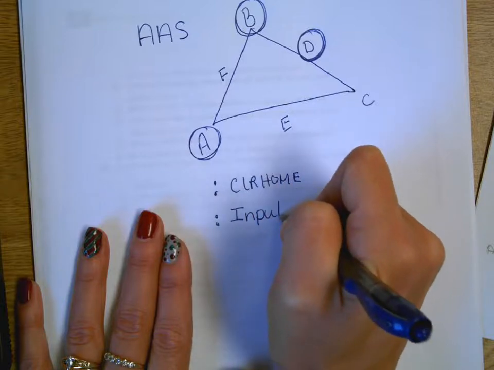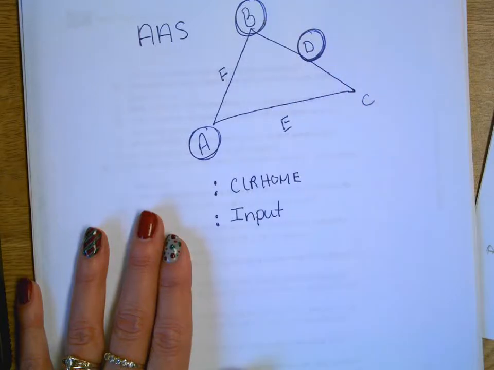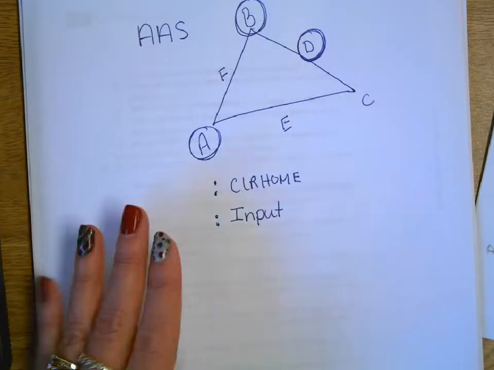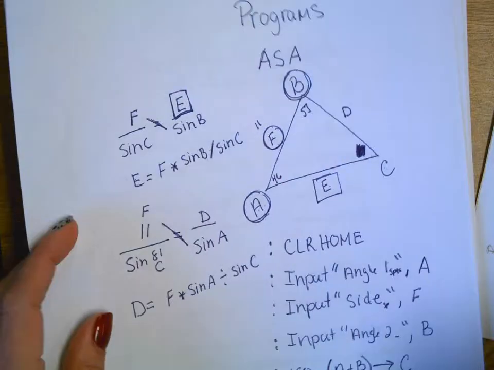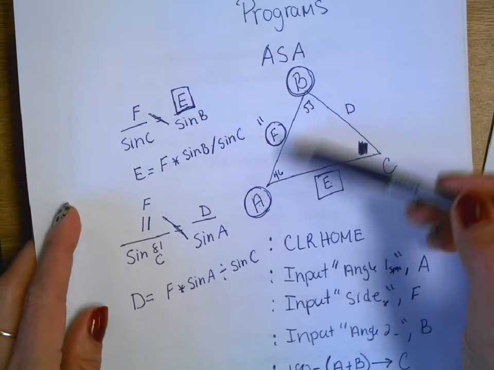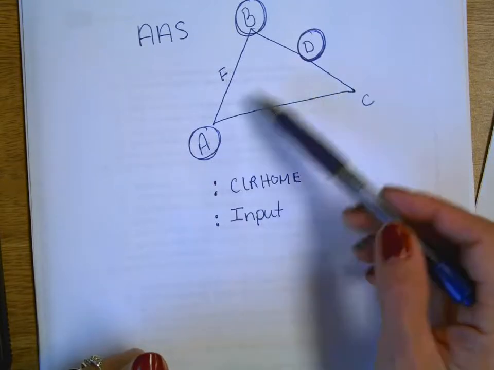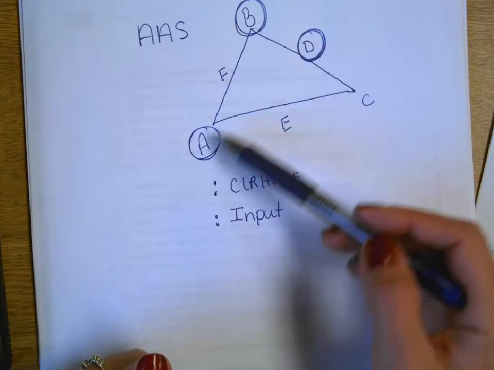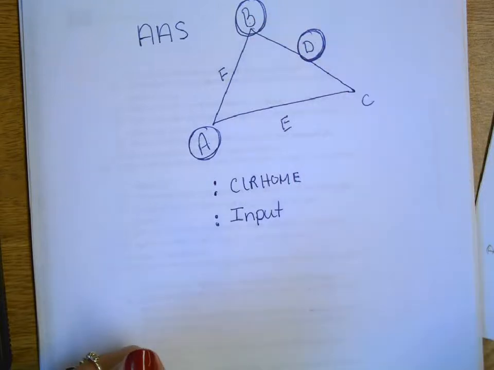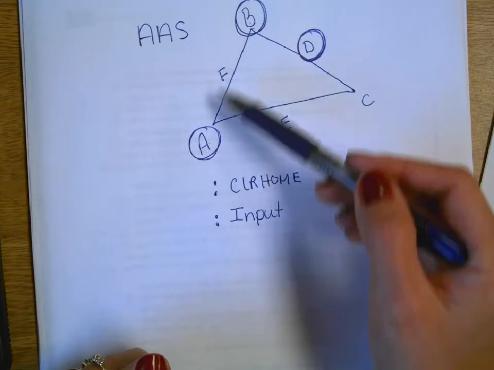Now, there is a slight difference between these 2 angles on this program and the 2 we just finished. On that one, the 2 angles were on either end of the side, so there was no difference. Symmetrical is what I'm talking about. This one is not symmetrical. I do need to know which angle is across from the given side and which is not. So when we ask for the angles, we've got to make that distinction.